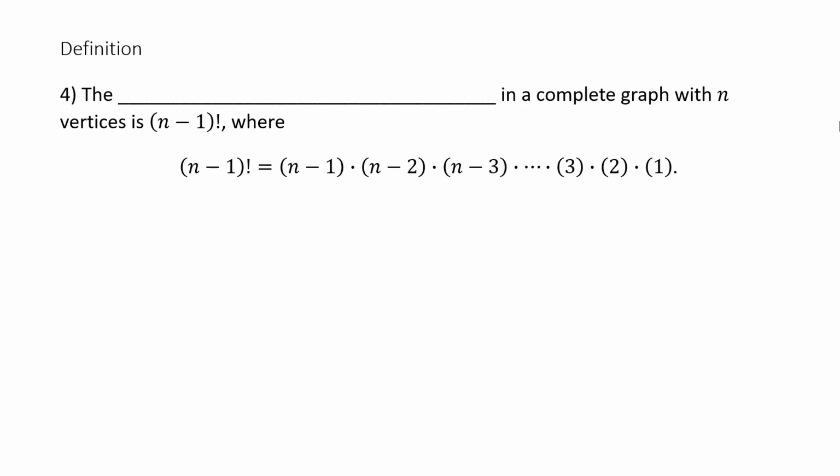Definition. The number of unique Hamilton circuits in a complete graph with n vertices is n minus 1 factorial, where n minus 1 factorial is defined as n minus 1 times n minus 2 times n minus 3 all the way to 3 times 2 times 1.